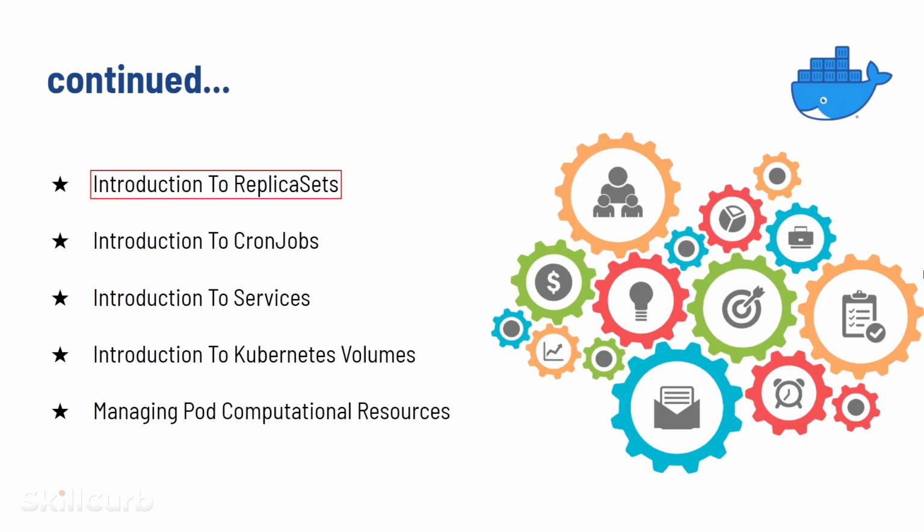Then, we learned about replica sets. Replica sets are exactly like replication controllers, but they have more advanced label selectors. Replica sets are a replacement to replication controllers, but replication controllers still may be used in older Kubernetes clusters, which is why it has still been included in this course.